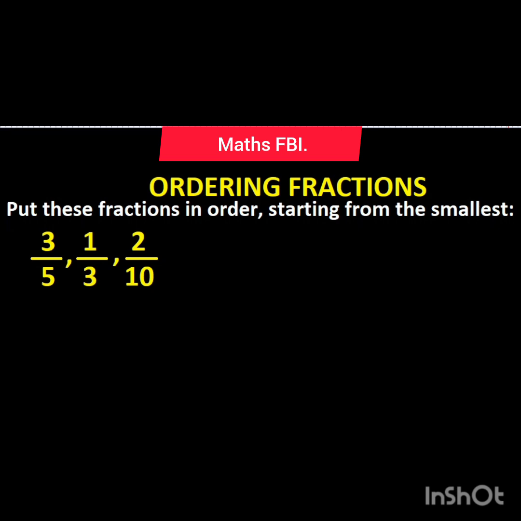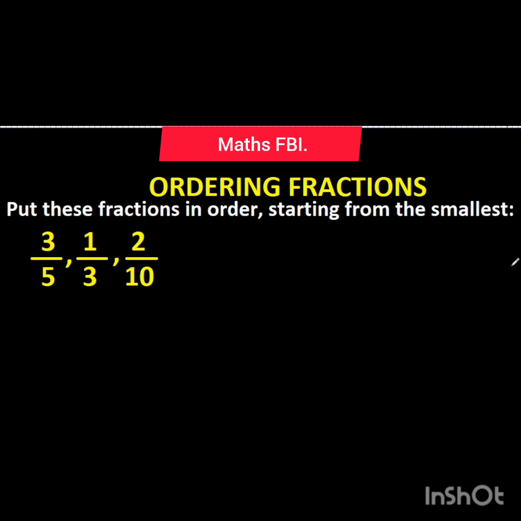The question before us says, put these fractions in order, starting from the smallest. We want to arrange these fractions. We have three fractions right here, and we are instructed to arrange them in their order of magnitude beginning from the smallest. So how do we get to know which is the smallest and which is the biggest?